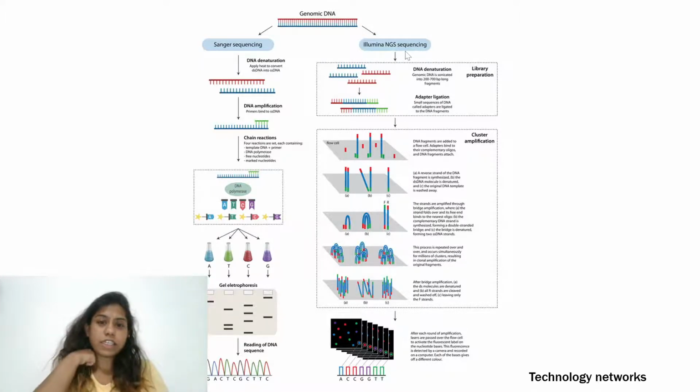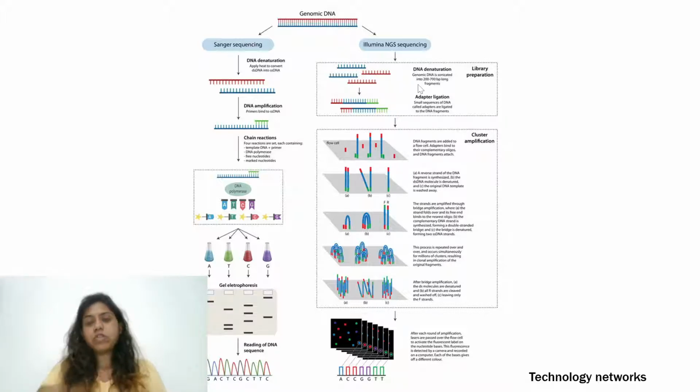But in complete contrast, Illumina sequencing also adds these nucleotides one by one, but there is no labeling of nucleotides, and the gel and all of these processes are not there. The DNA is denatured, and adapters are ligated. These adapters are again provided by the sequencing companies, and they are very unique to each of the samples.